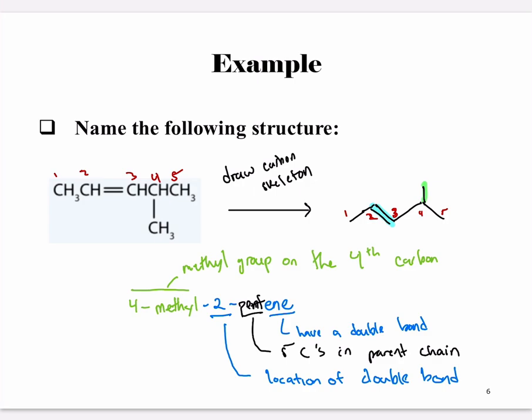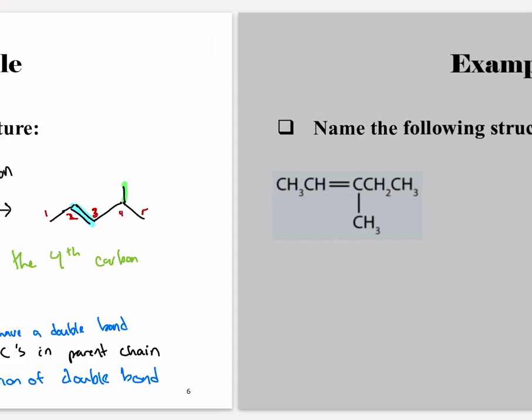And then on the 4th carbon, we have a methyl group, right? So we indicate the position of the methyl group. We separate the numbers and letters with a dash, the name of the group, and then we put another number to indicate, what does this number here indicate again? This indicates the location of the double bond. Right, so that was the example we went over last time for alkenes.